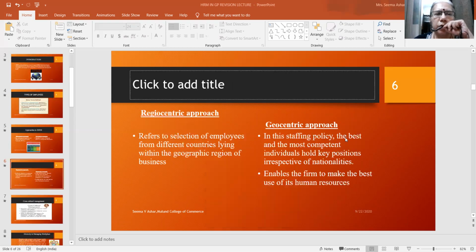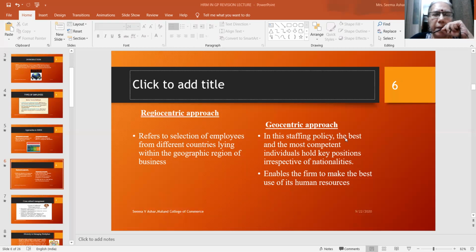The third approach is called the regiocentric approach. The region in which the subsidiaries are situated, that means suppose the company has its headquarters in the US and it has its subsidiaries in, say, India, Bangladesh, Pakistan, in the Asian countries. So the approach used in the regiocentric approach is to follow the practices of the countries within that particular geographic region.